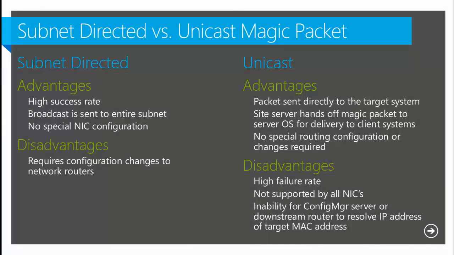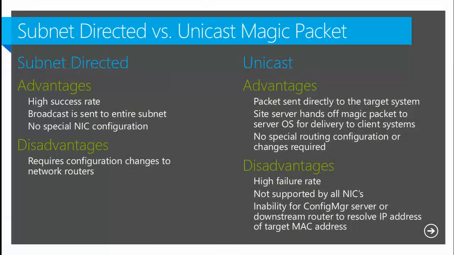magic packet. But as we all know with Config Manager 2012, there are a lot of advantages to not having secondary sites out there and having maybe one site server and distribution points. So the challenge is the fact that your primary site may not be in the same location as your endpoint device, and it may not get the subnet broadcast. So that's the main disadvantage. But it's really the only way you're going to get Magic Packet to work without the Wake on LAN proxy infrastructure.